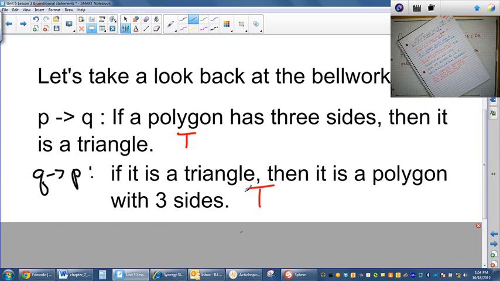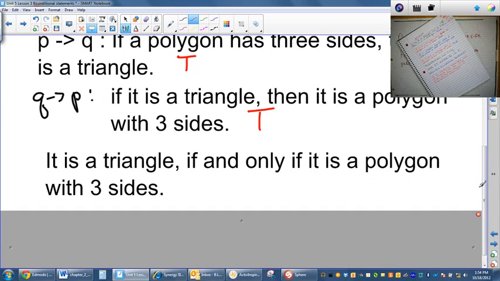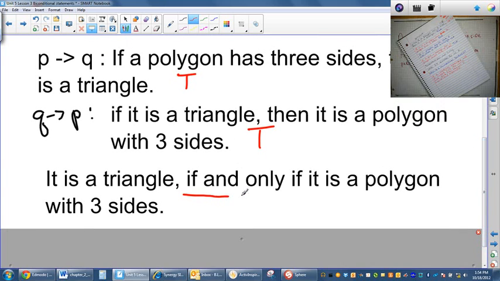So we can create a biconditional statement if the converse is true and the statement is true. They both hold the same truth value. In this case, do they hold the same truth value, Mr. Riley? Yeah, that's true. So what we would do is we would rewrite it as such. It is a triangle if and only if, that is the key part, if and only if it is a polygon with 3 sides.